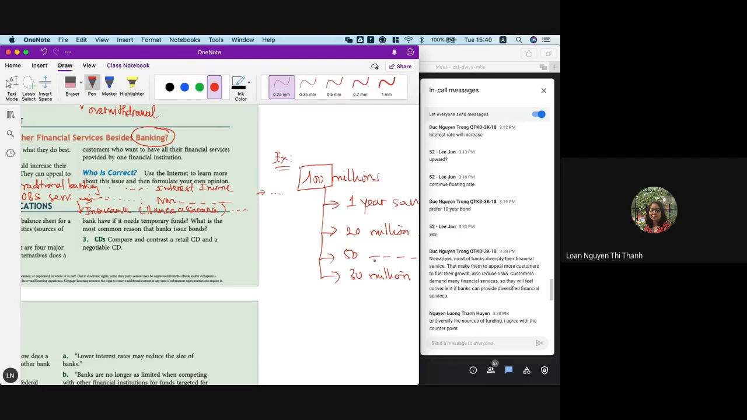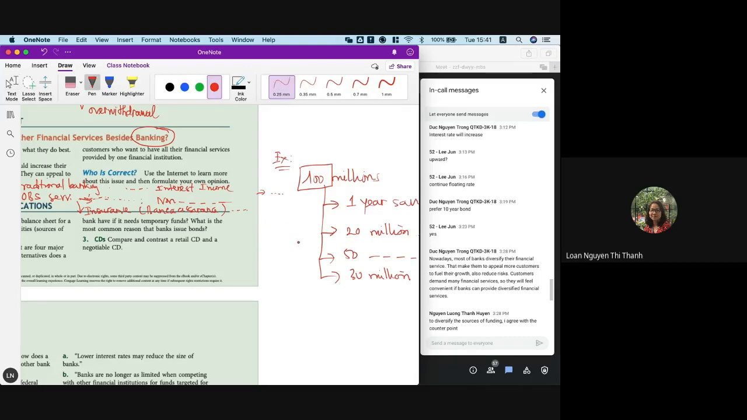Then take a sample, okay, if you want. And also the banks acquire other types of institutions to expand the services, rather than provide the services by themselves. The bank can acquire other financial institutions.